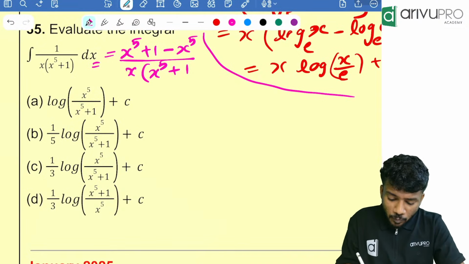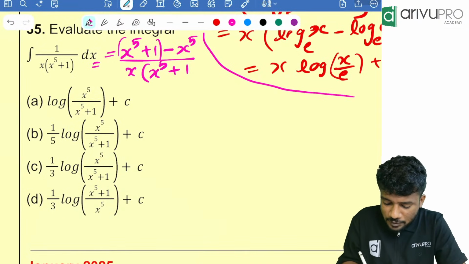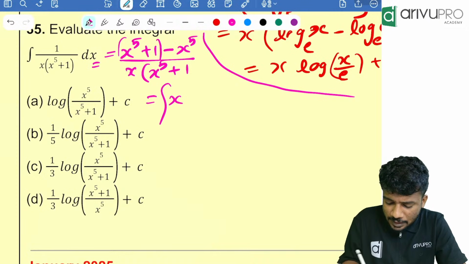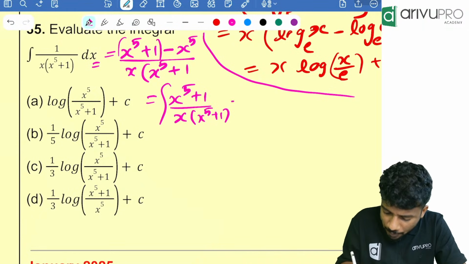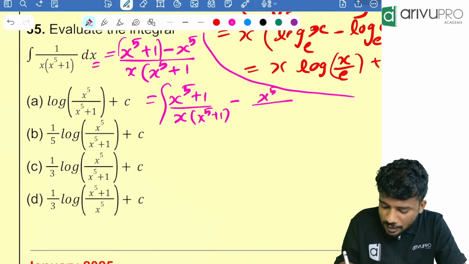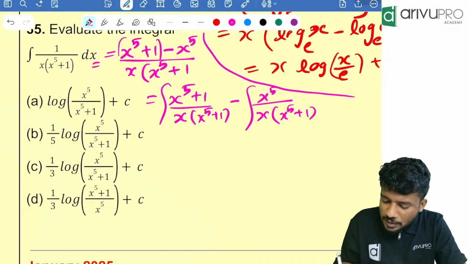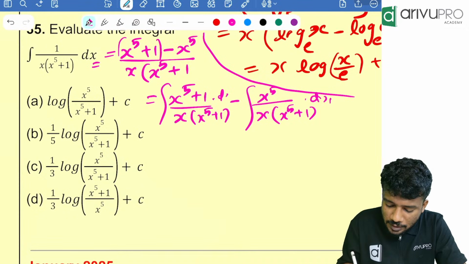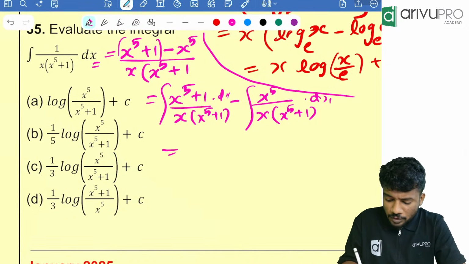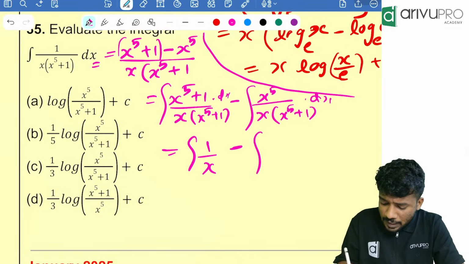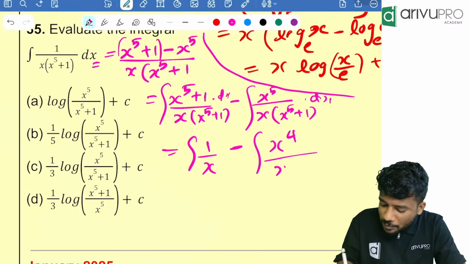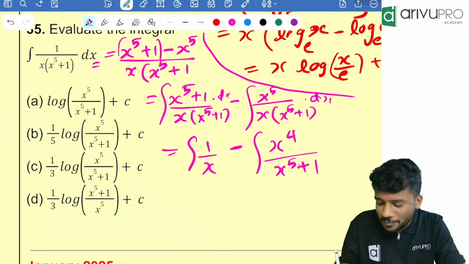Okay. So people, what we will do is we will split the numerator. So we will split it like this. Integral (x raised to 5 plus 1) divided by x into (x raised to 5 plus 1), minus x raised to 5 divided by x into (x raised to 5 plus 1). Both the places you can write integral dx. Now people, cancel, what is remaining? Integral 1 by x minus, then x and x got cancelled, integral x raised to 4 divided by x raised to 5 plus 1 dx.